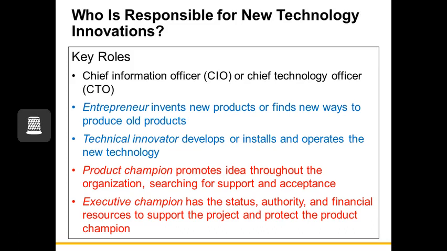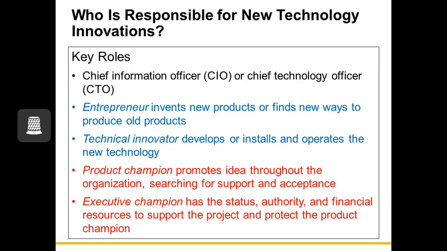Then we have the entrepreneur or the technical innovator. And these are both positions that are focused on different aspects of the innovation process itself. These are informal positions. The entrepreneur invents new products or finds ways to produce old products. The technical innovator develops or installs and operates the new technology.